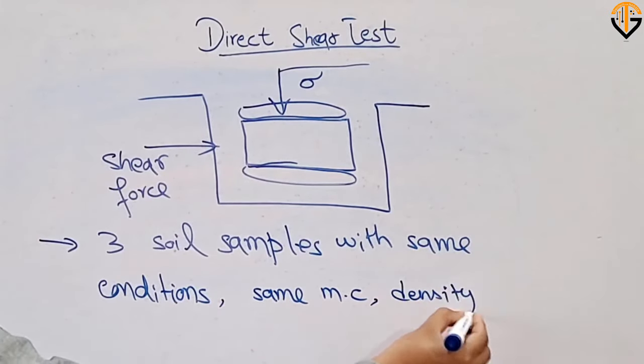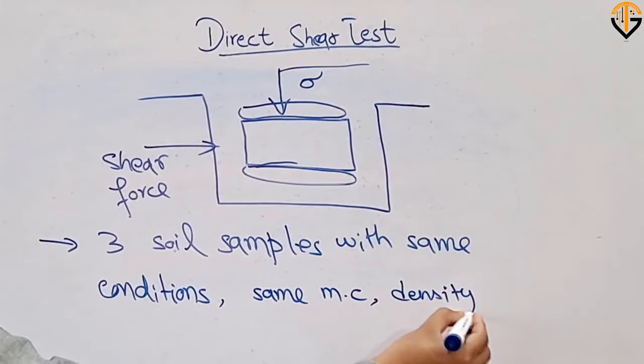Although I have already discussed the limitations of the direct shear test compared to the triaxial test, the first and basic limitation of the direct shear test is the predetermined failure plane. In direct shear test, we obtain the predetermined failure plane. It means we already know the failure plane direction, but generally soil fails along its weakest plane, not along the predetermined failure plane. So it may not be the weakest plane of the soil.